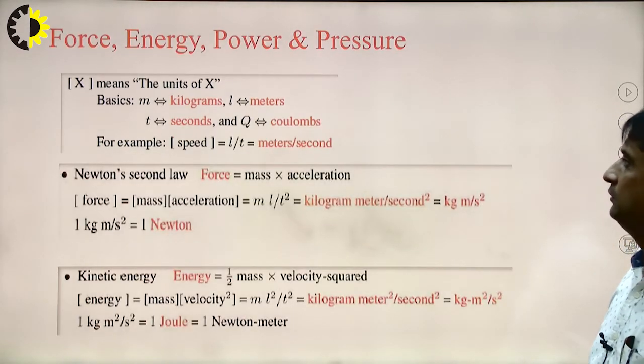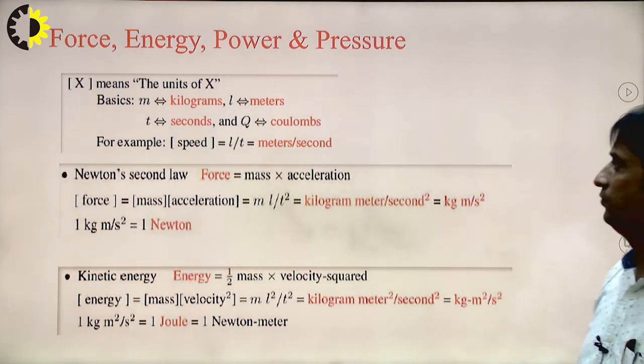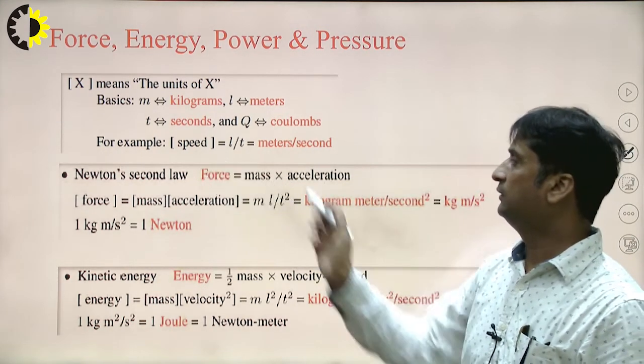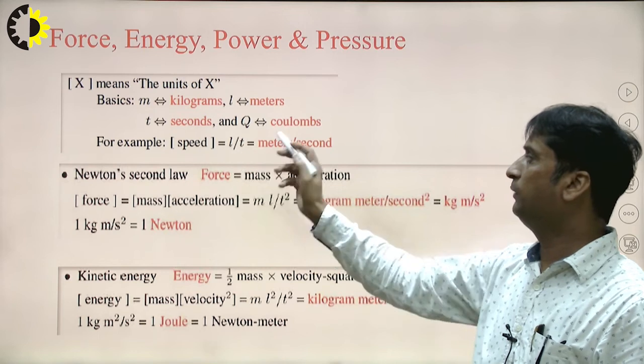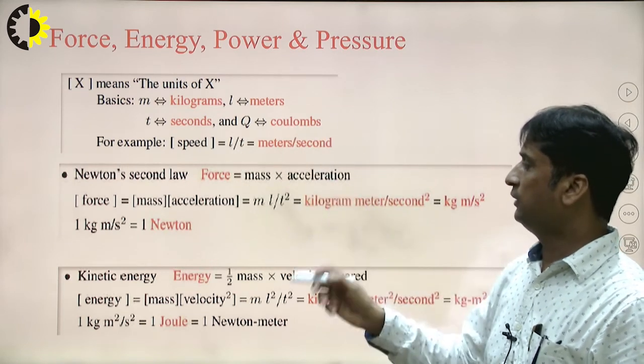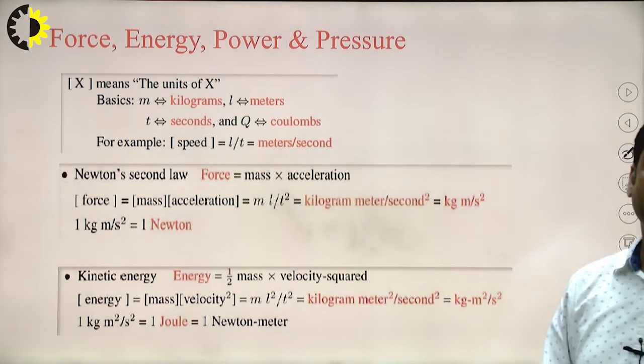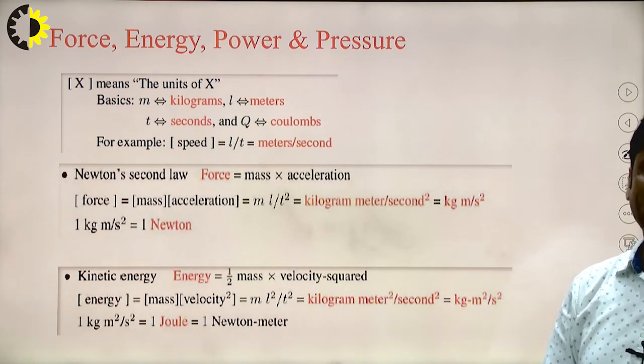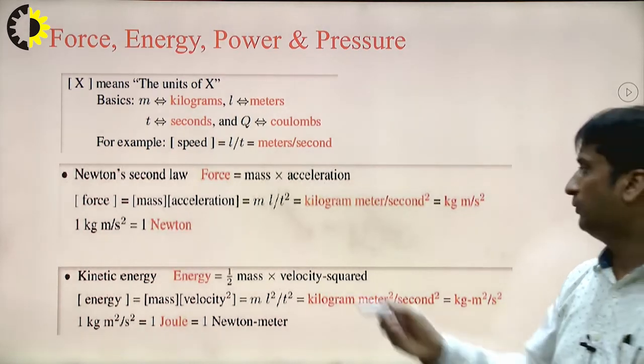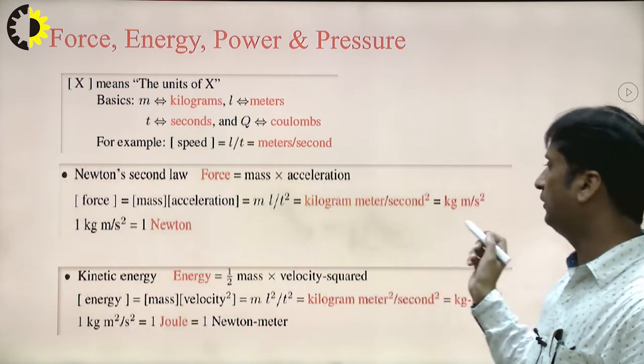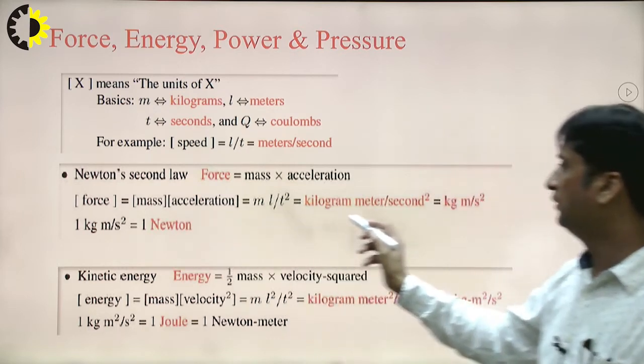Now let us start with some basic concepts, like speed. Speed is given by meter per second, and according to Newton's second law, force can be derived from mass and acceleration. So mass times acceleration is M L T^-2. So we can derive the unit of force.